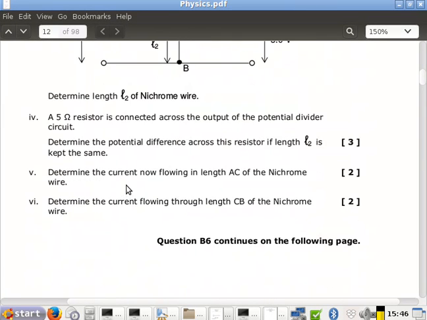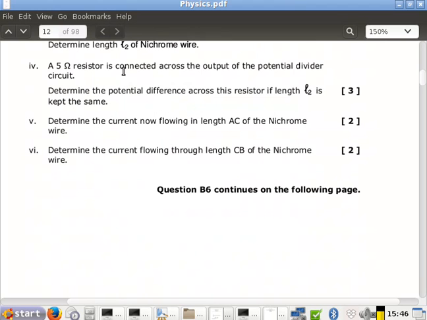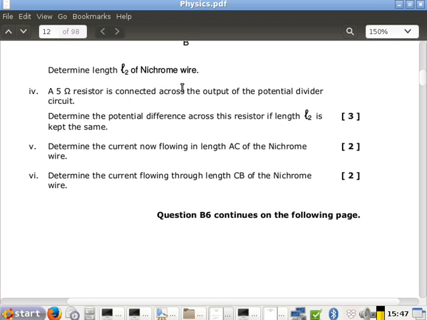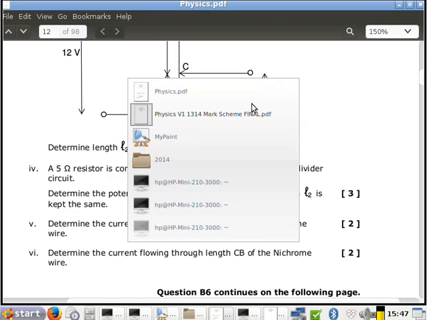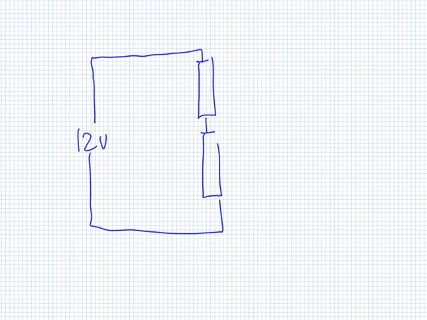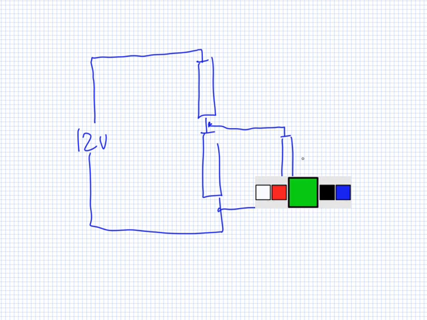Now the next one is a different question. A 5 ohm resistor is connected across the output in the potential divider. Determine the potential difference across this resistor if L2 is kept the same. Right, so what they're saying is a 5 ohm resistor is connected across here. So you put a 5 ohm resistor here. Let me draw that again. So we have 12 volts, and we have resistor, and we have resistor, and then we have here another resistor. And they tell us that this one here is 5.